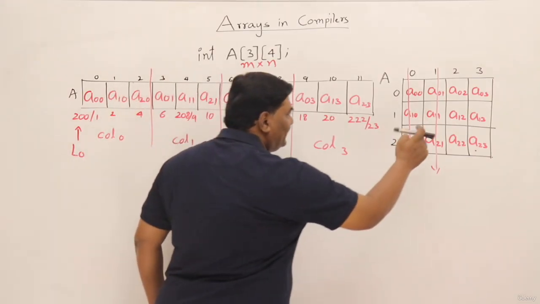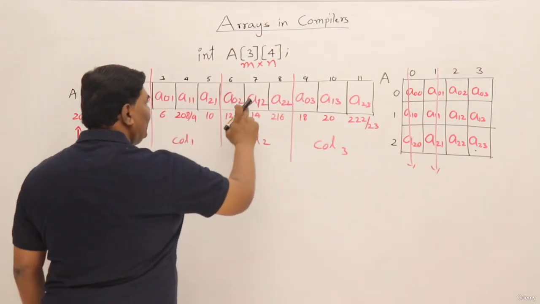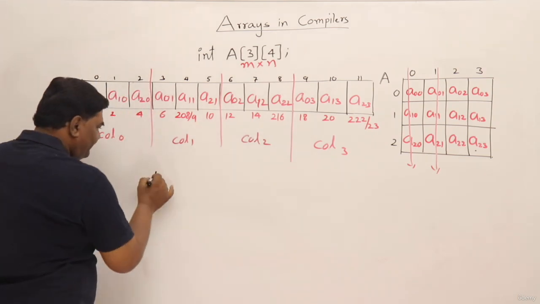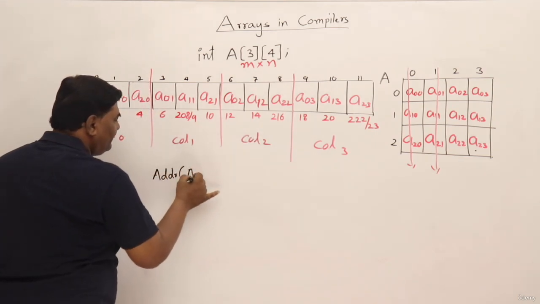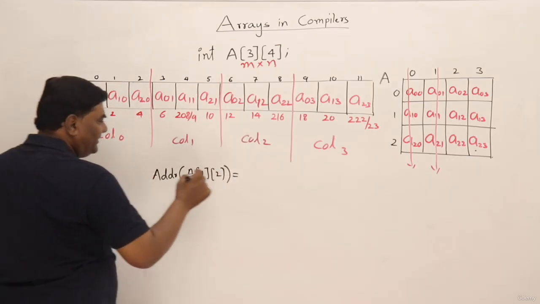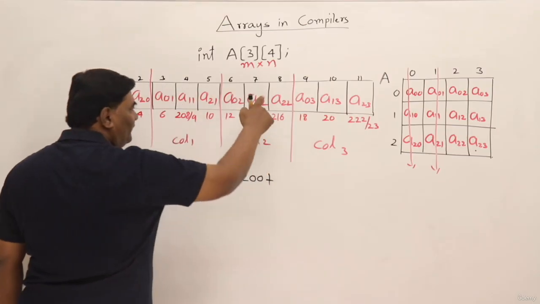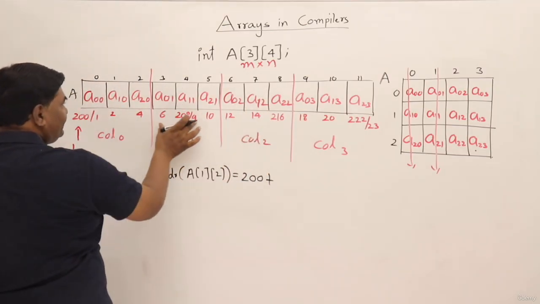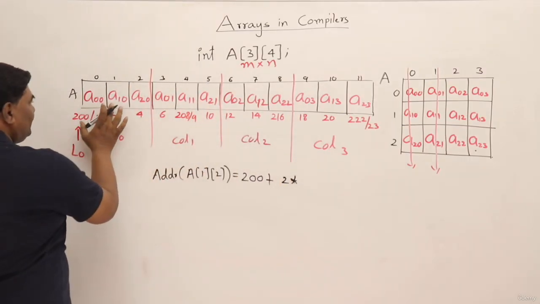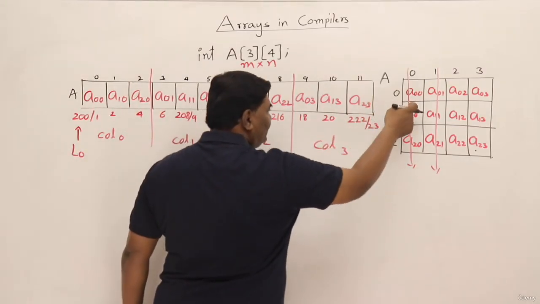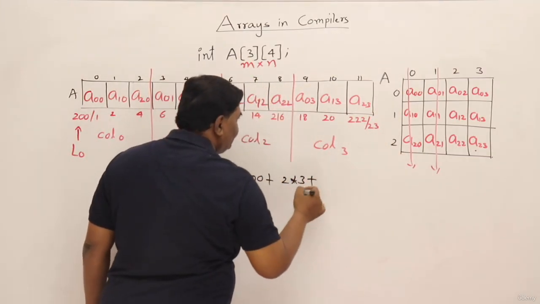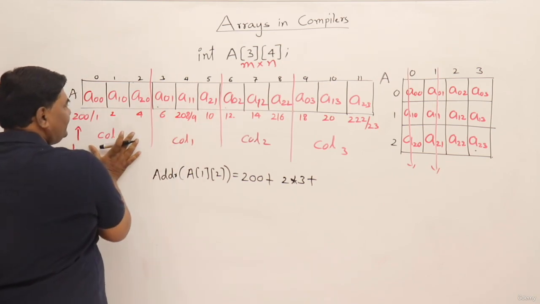Suppose I want this element 1, 2. Where is 1, 2? Here, in column number 2. So the address of A of 1, 2 is the base address 200 plus, for reaching this element, I should skip the first and second columns. 2 columns I should skip. So 2 into, how many elements are there in each column? 1, 2, 3. So columns have 3 elements, which equals the number of rows, M, that is 3. So 3, then plus.